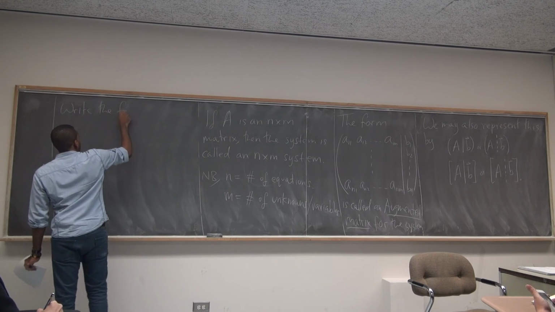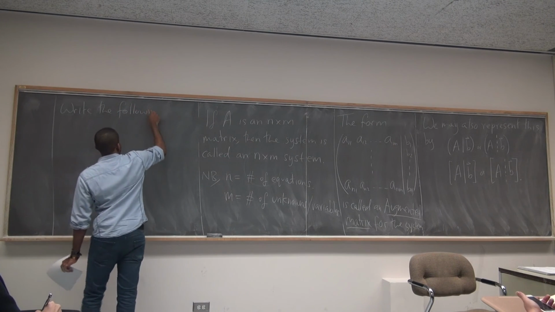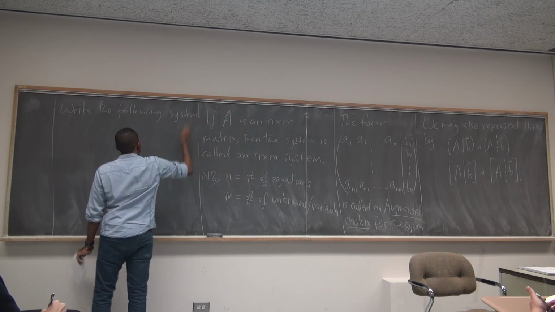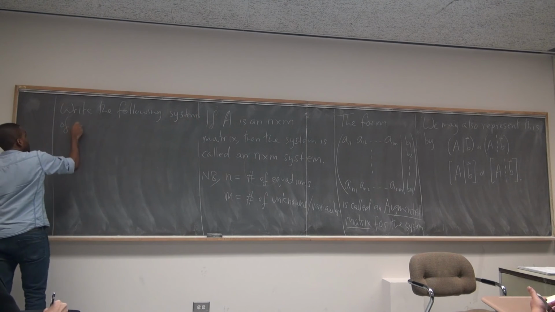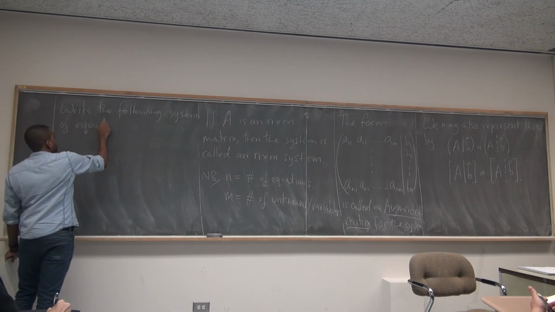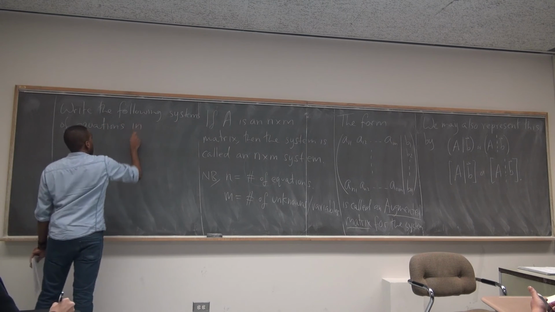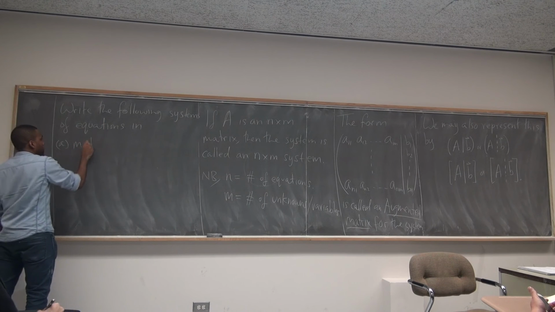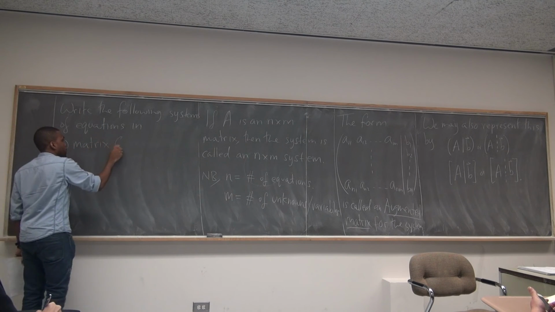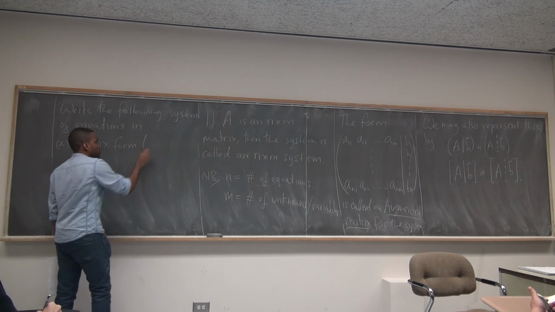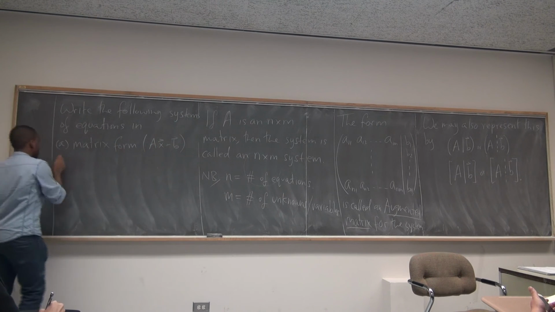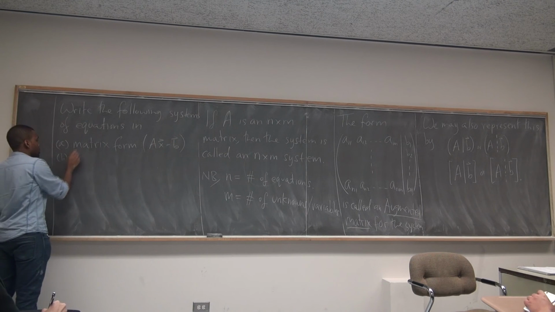Matrix form means I want you to write it as AX equals B. And augmented form.